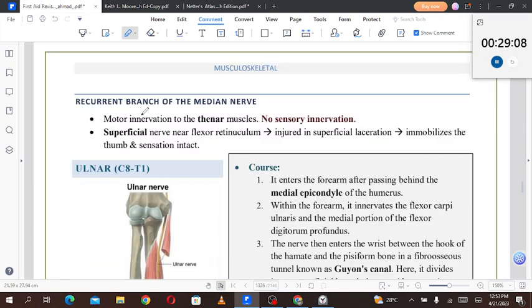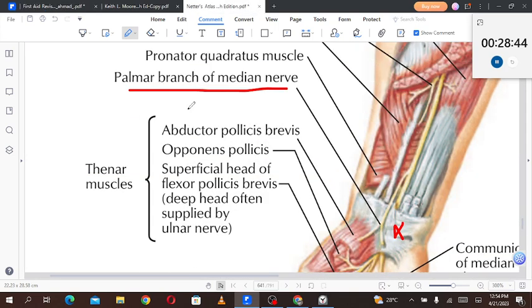Now we have the recurrent branch of the median nerve, the motor innervation of the thenar muscles, no sensory innervation. The recurrent branch of the median nerve supplies the motor innervation to the thenar muscles. It is not a sensory branch. It is a superficial nerve near the flexor retinaculum, injured in superficial lacerations, which immobilizes the thumb while sensation is intact. What are we talking about? The recurrent branch of the median nerve.